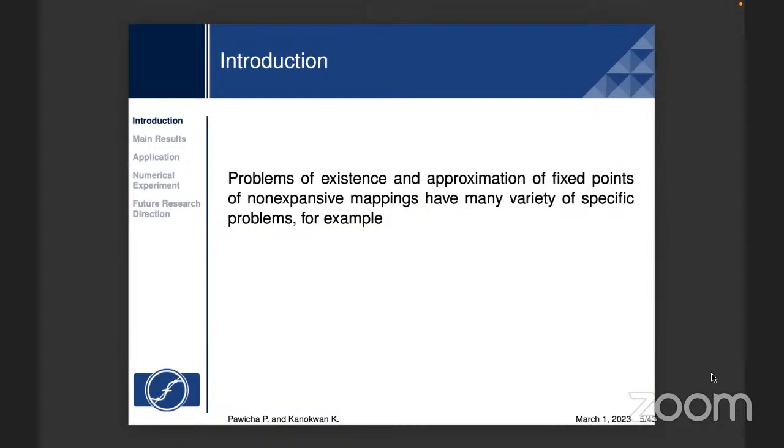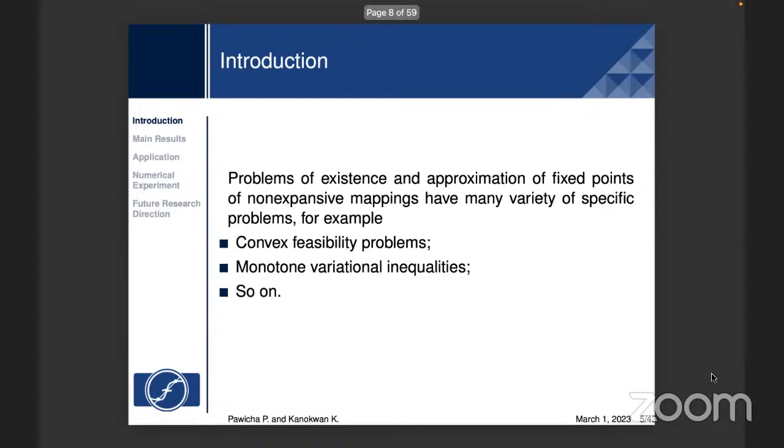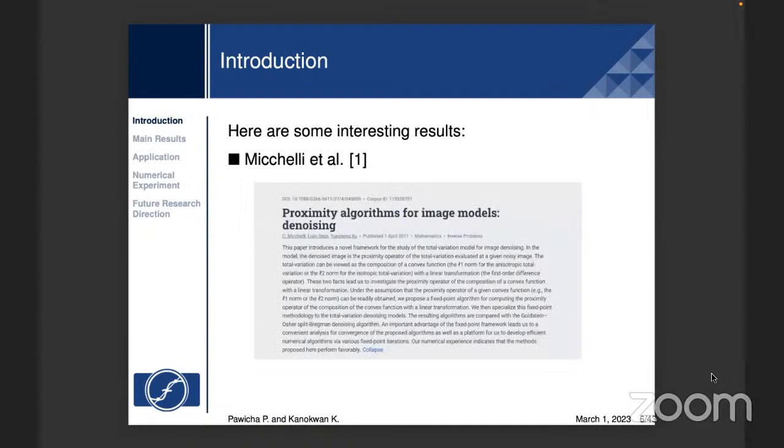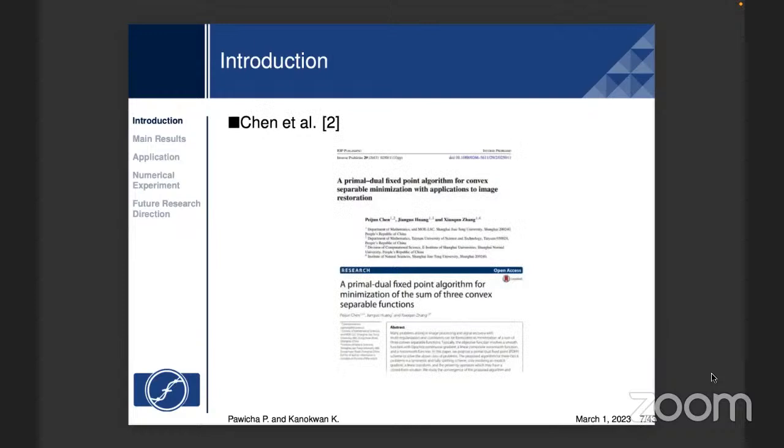Approximating fixed points of nonexpansive mappings has a variety of specific applications. Many problems can be seen as fixed point problems of nonexpansive mappings, such as convex feasibility problems, monotone variational inequalities, and so on. In 2011, Micchelli et al. proposed a fixed point framework in their study of the total variation model for image denoising, and finding a fixed point of a nonexpansive mapping was embedded in their algorithm. In 2013 and 2016, Shen et al. showed the convergence of primal dual fixed point algorithms with the aid of fixed point theory of nonexpansive mappings.